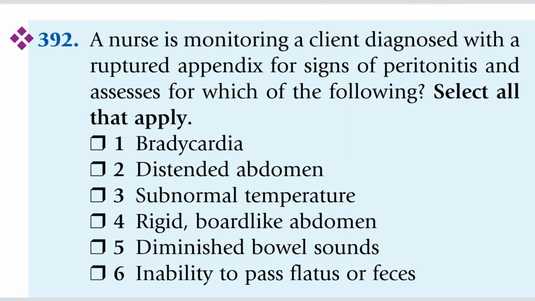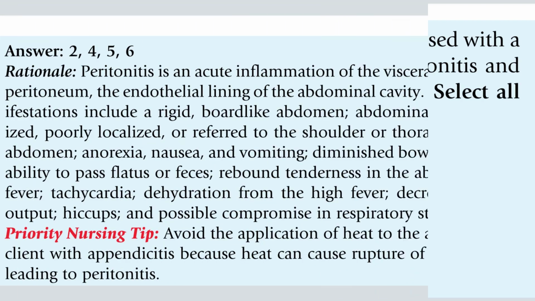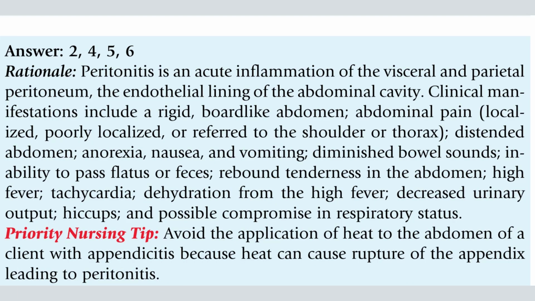392. A nurse is monitoring a client diagnosed with a ruptured appendix for signs of peritonitis and assesses for which of the following? Select all that apply. 1. Bradycardia. 2. Distended abdomen. 3. Subnormal temperature. 4. Rigid, board-like abdomen. 5. Diminished bowel sounds. 6. Inability to pass flatus or feces. Answer: 2, 4, 5, 6.